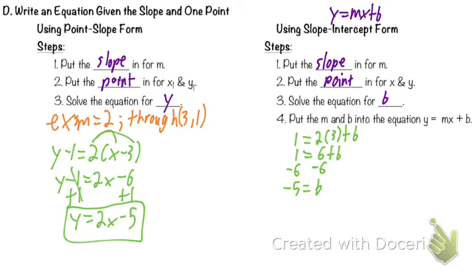And we have one more step after we find b in order to get this into slope-intercept form. Now we know the m, which is 2, and we know the b, which is negative 5. So we can plug this in and say y equals 2x minus 5. That's much more similar to what we would have done previously.